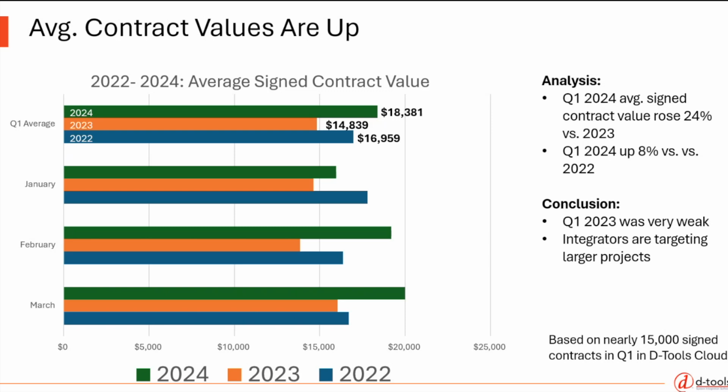Now think about Q1 last year, inflation was out of control. People were thinking that there was this major recession coming, et cetera, et cetera. So there was a lot of reticence out there amongst integrators. And again, that's a really solid, strong number to see, that 18,381, that 24% growth.